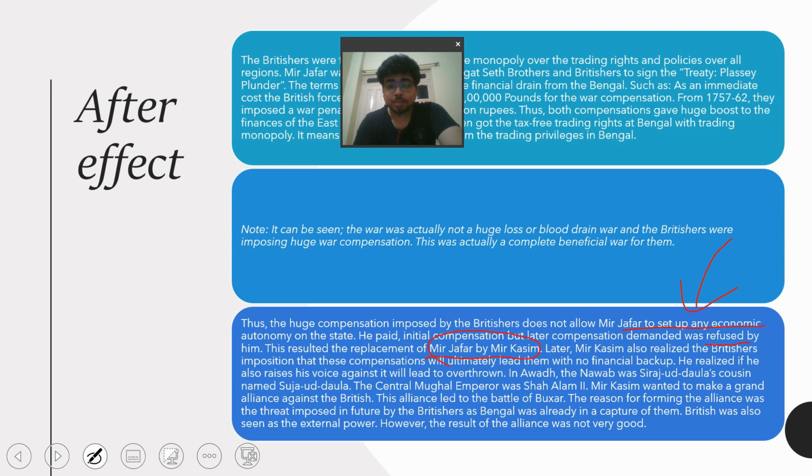After that, when the British saw that he was also resisting those things, they replaced Mir Jafar with Mir Qasim. Later, Mir Qasim also realized that the British were imposing compensation that would ultimately leave them with no financial backup, and these are foreign traders. They will go, and this state will be completely bankrupt. So he realized that if he also raised his voice against it, it would lead to his overthrow.